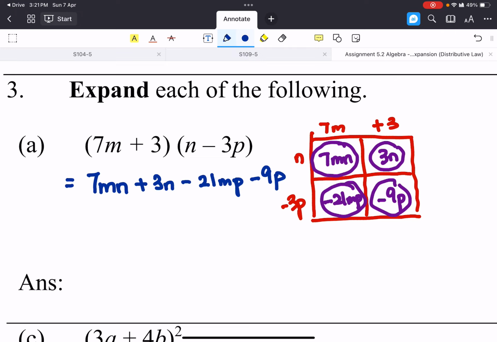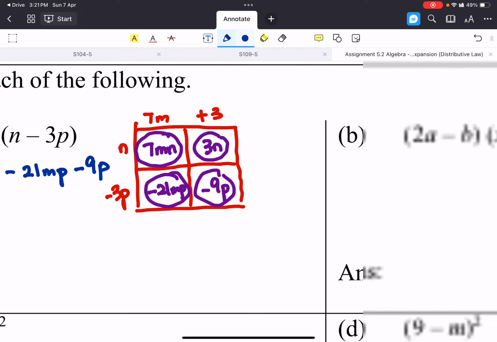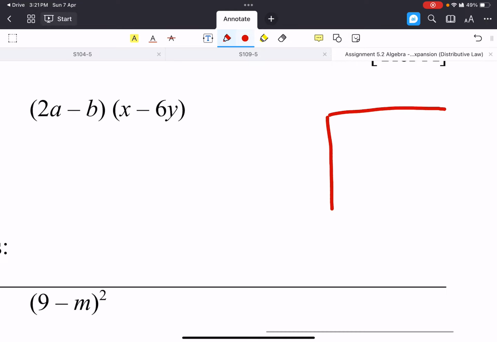Okay, so moving on to the next example, same scenario, right? If I were to just draw very quickly, you can see what's going on.